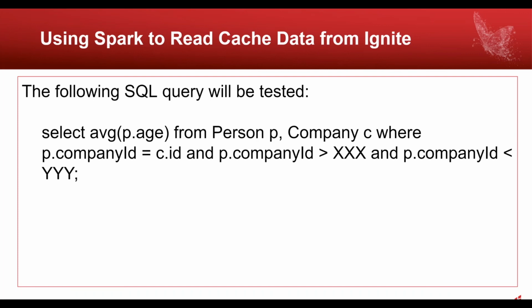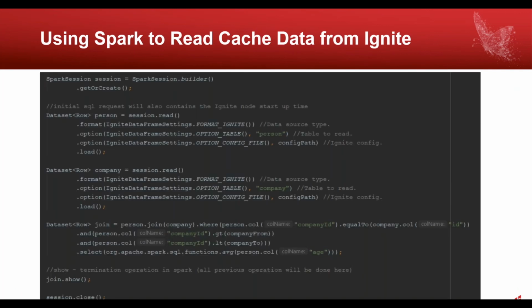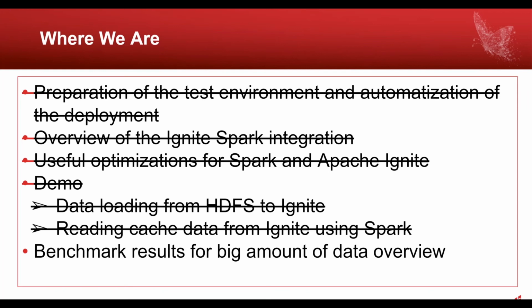So we made a join and an additional filtration for the company ID field. And for this company ID, we have indexes in Ignite. So it's important, because it will not work for HDFS and Spark. Okay, this is a read example. We also investigated this case. And that's all. Now we will take a look at the results that we have for 1 terabyte of data.